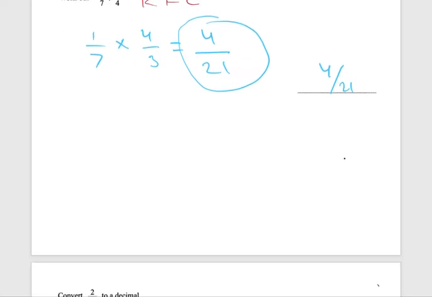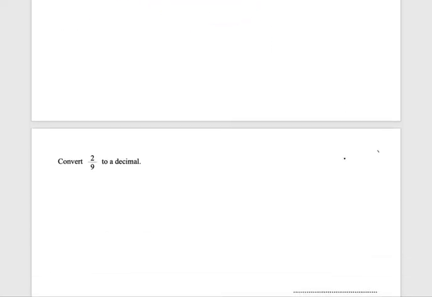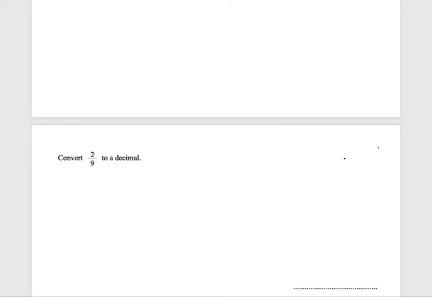Okay, next question, it says convert 2/9 to a decimal. So to convert 2/9, all we would do is numerator divided by denominator. 2 divided by 9, 0 point, we carry the 2, that would go 2 times, we carry the 2 again, that would go 2 times once again, and you will see that this will just keep reoccurring.